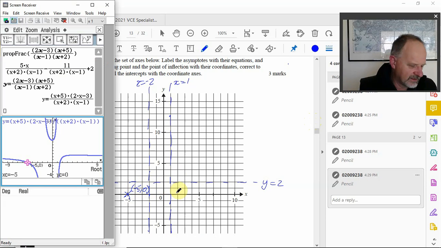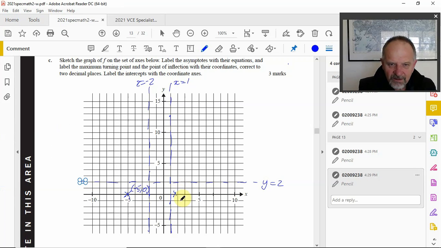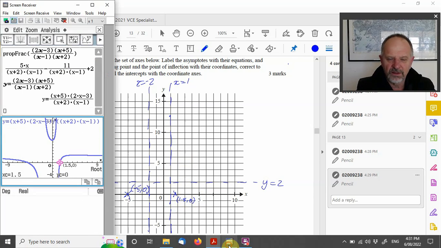-5 and 0. So remember, it wants this to label it. Is there any others? Well, we use our navigation button and we go across, because there is another one. There it is, 1.5 and 0. So that's here, 1.5 and 0. All right, asks you to label. So remember, we've got to label. All right, so that's all the x-intercepts there are.